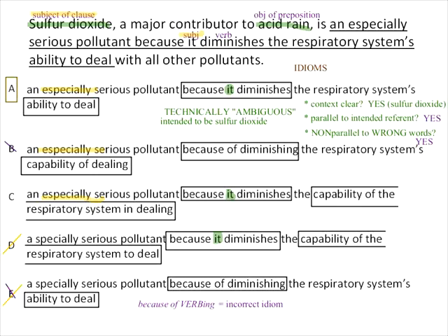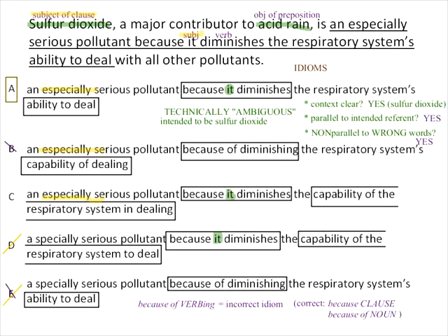And then you have to follow "because" with a clause, or if you say "because of," a noun. So the correct versions: you can either say "because" and then followed by a whole clause, and that's what A does, or "because of" plus a noun. Those are the two correct versions of that idiom.